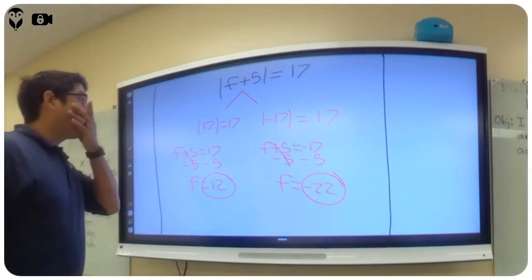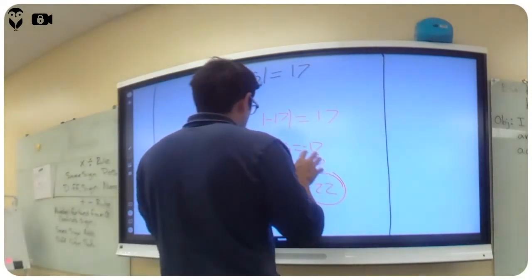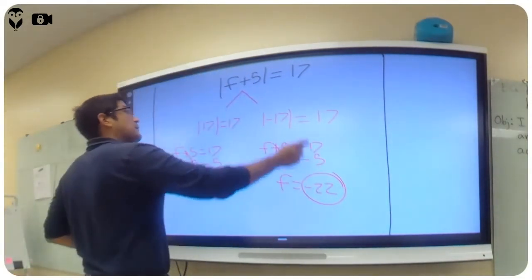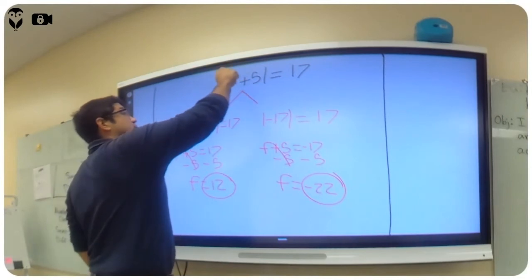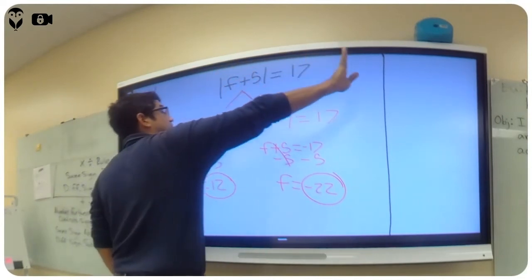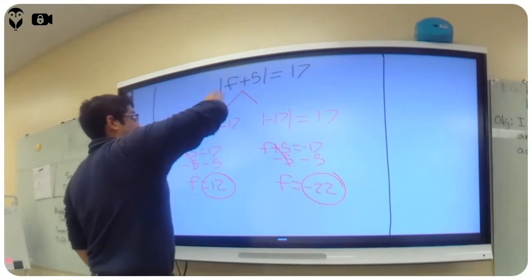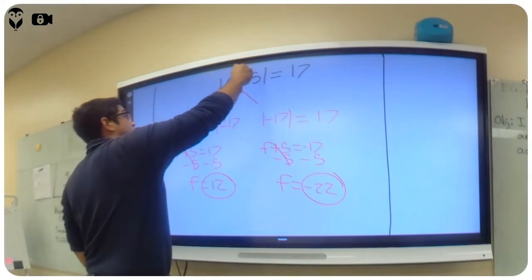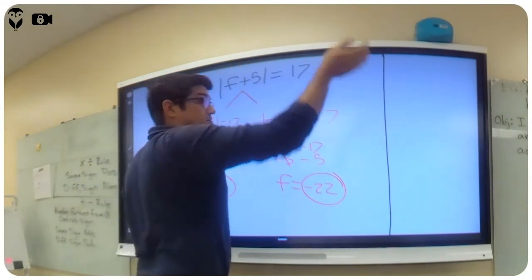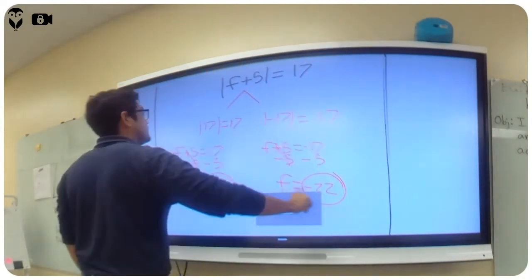All right. So those are the two solutions for this. If I put this number in there, it's going to equal negative 17, and then I'm going to take the absolute value of it, and it's still going to equal positive 17. If I put 12 in here, I'm going to get 17. Absolute value of 17 is 17 as well. So we're good.